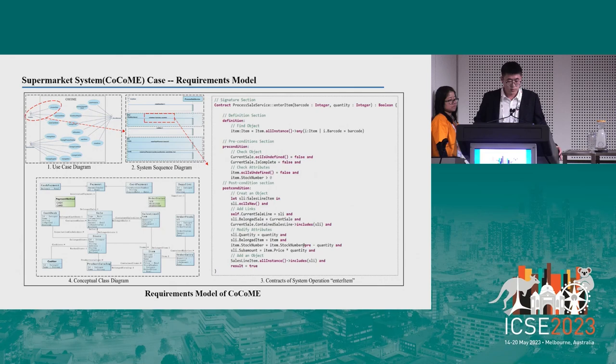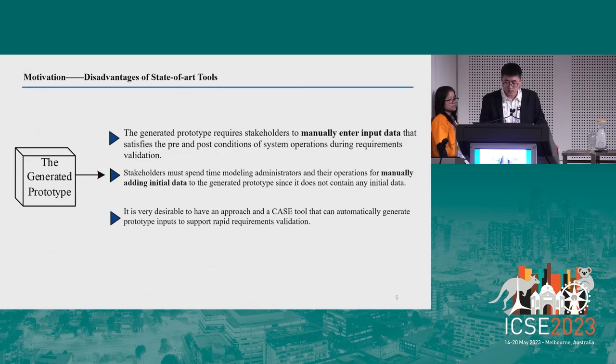We summarize the disadvantages of current tools. One is that the generated prototype requires stakeholders to manually enter input data that satisfies the pre- and post-conditions of system operations. The other is that system stakeholders must spend time modeling administrators and their operations to manually add the initial data to the generated prototype. This work is time-consuming and laborious, so it's very desirable to have an approach and a CASE tool that can automatically generate prototype inputs to support rapid requirements validation.